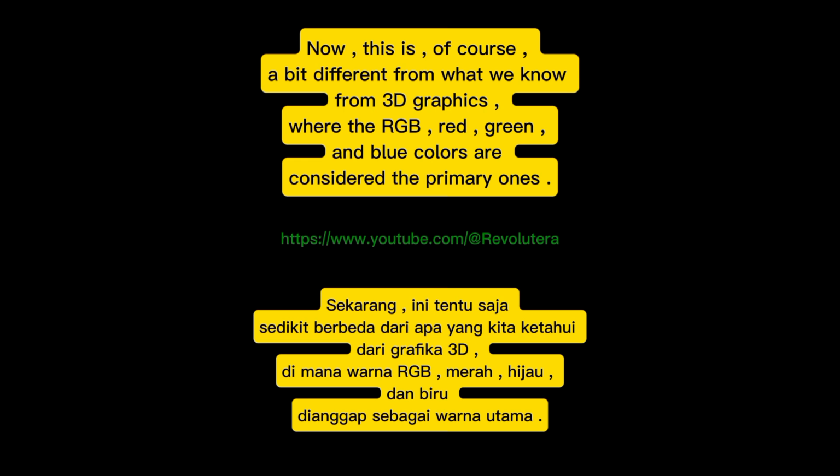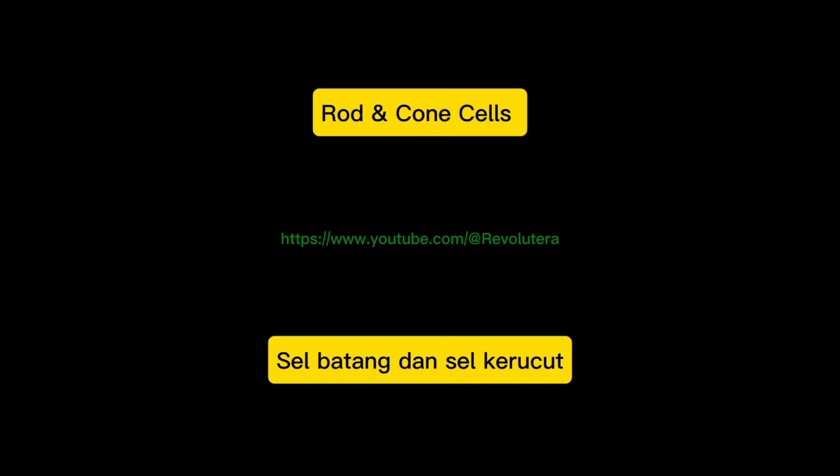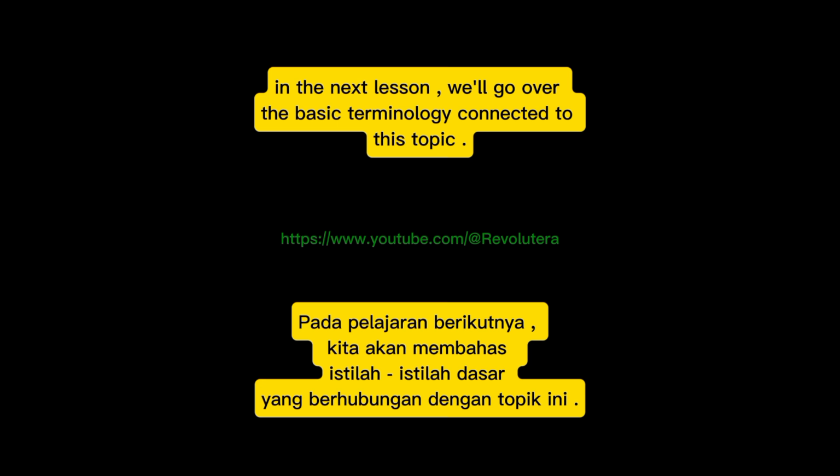Now, this is, of course, a bit different from what we know from 3D graphics, where the RGB, red, green, and blue colors are considered the primary ones. That color scheme is not based on mixing colors, rather, it is based on how our eye perceives light through those little cones in it, which primarily perceive red, green, and blue light. Rod and cone cells. In the next lesson, we'll go over the basic terminology connected to this topic.